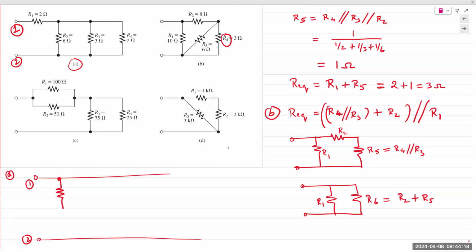You guys with me so far? Okay, terminal 1, R1 is connected to terminal 1. Then R1 is connected to R2, R3, and R4. Okay, so I'm going to draw it out like this.